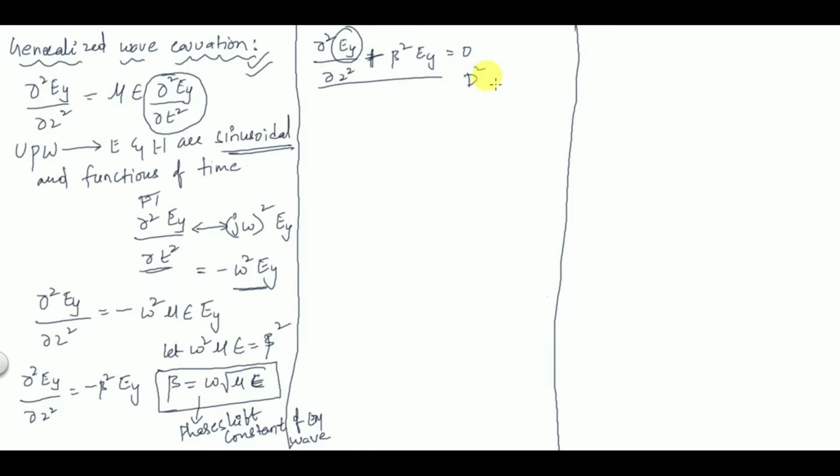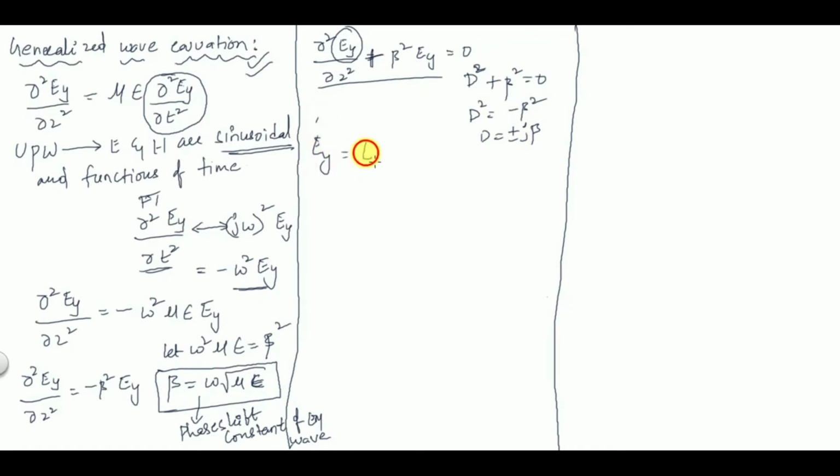So how to solve for Ey? This is the equation, so its characteristic equation is D² plus β² is equal to 0. This is the concept from differential equations. So D² is equal to minus β², so D is equal to plus or minus jβ. When you have two roots here, one is plus jβ and the other is minus jβ, how can we write Ey?